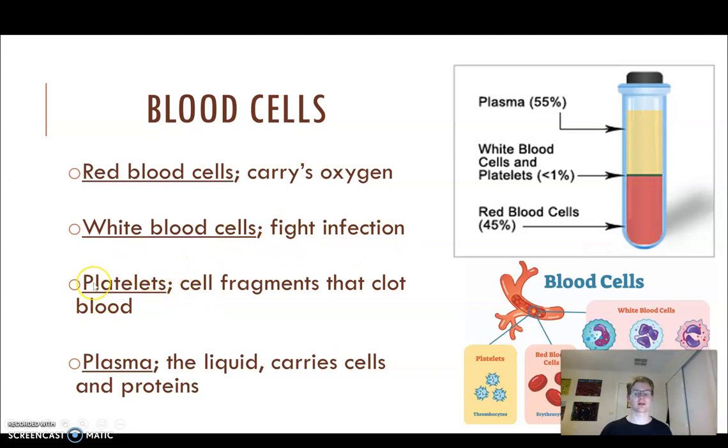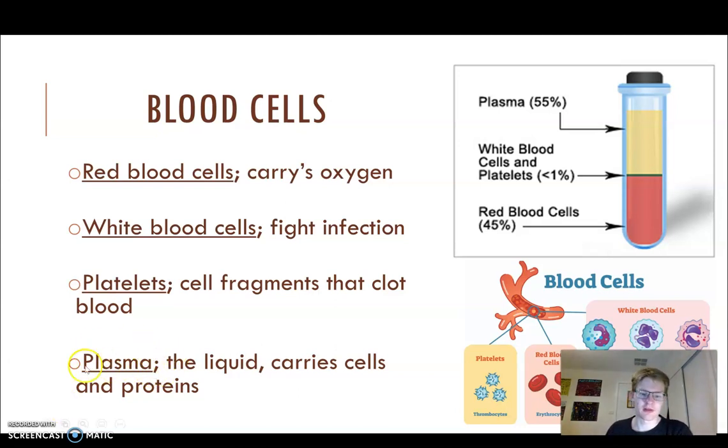We also have platelets. Now think about this. You just cut yourself, and then slowly over time, a scab grows. What is that scab made of? The scab is made of platelets. They're like tiny little fragments of cells that help clot up blood. They make clots on the outside in the scabs, or inside the body as well. They can help clot things.